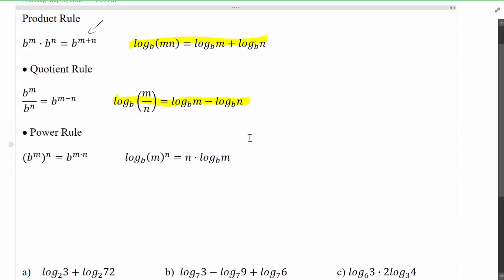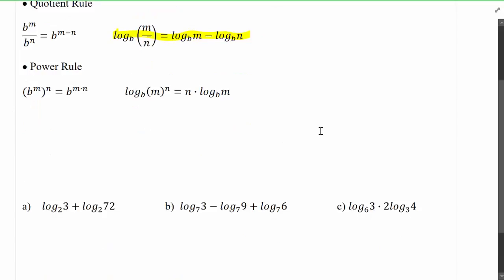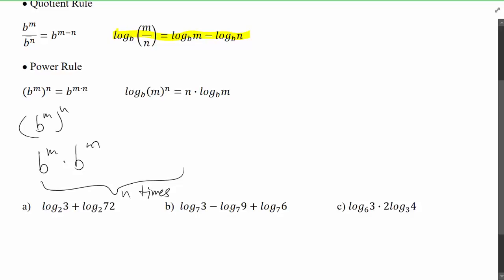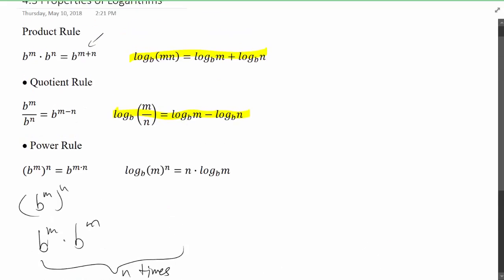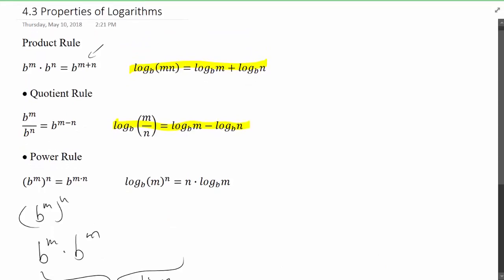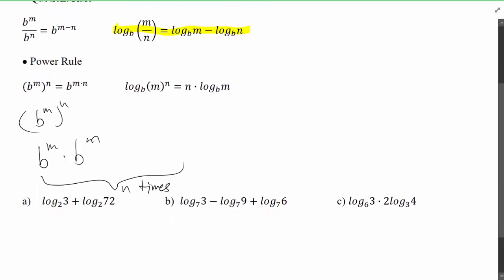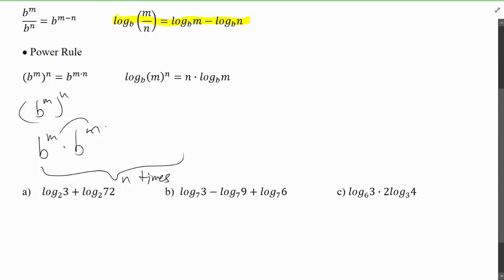What we have here is b to the m to the n. What we know for this one is b to the m, n times. The reason for this is b to the m is multiplied by itself n times. If we remember the product rule, it states that if we multiply two exponentials with the same base, we can add the exponents. So you add it n times. So basically it's n times m.